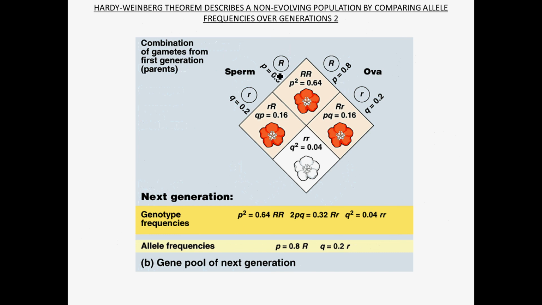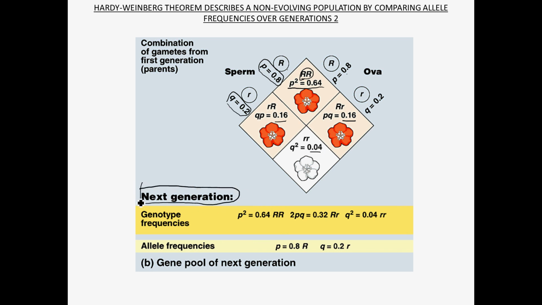And the likelihood of getting a big R here is 0.8, because of the total alleles, 8/10 of them are big R, and 2/10 of them are little r. And so the likelihood of getting this combination in the next generation is 0.8 times 0.8, or 0.64, so P squared is equal to 0.64. The probability of getting a heterozygote is 0.16 plus 0.16, or 0.32, and then the probability of getting a recessive phenotype is 0.04 here. And so we're getting the genotype frequencies of the next generation, this is what we're doing here.